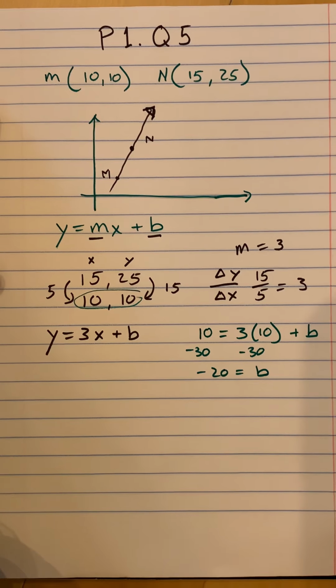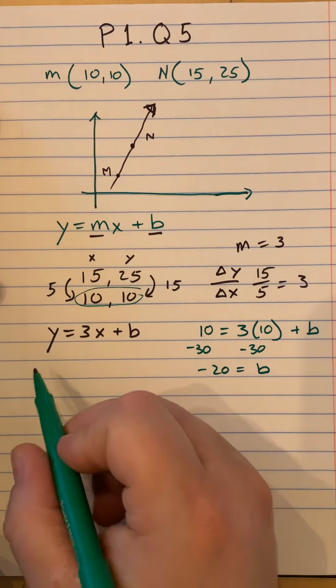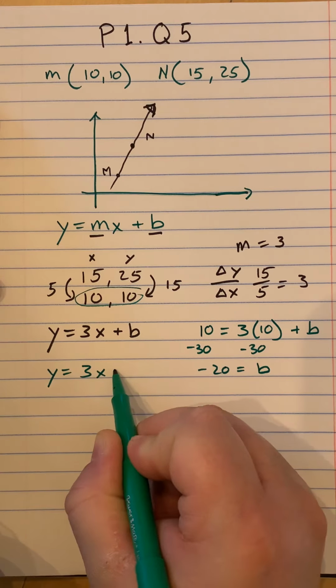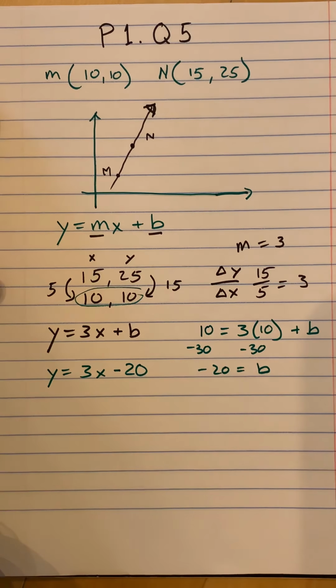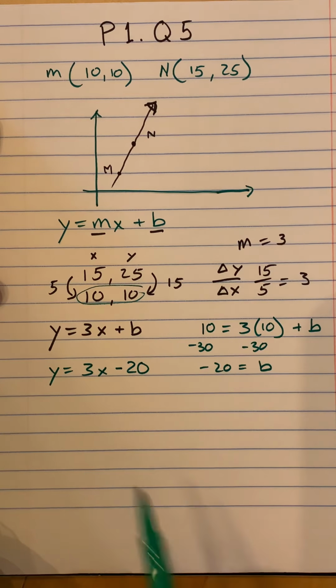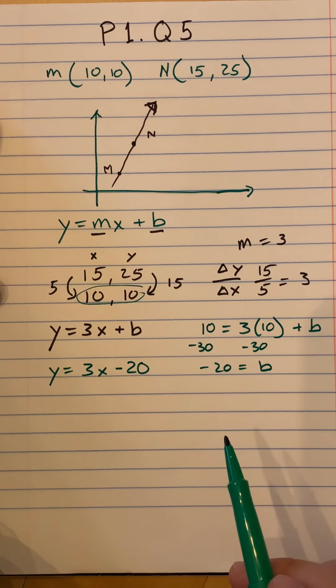So now I have my equation: y = 3x - 20. Now what I have to do is take the answers, and one by one substitute them into this equation and see if they work.